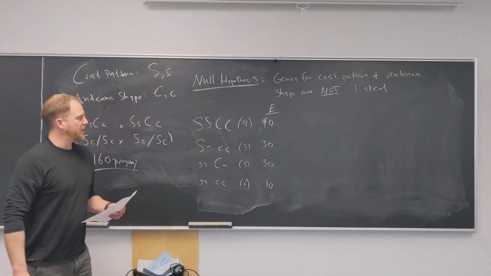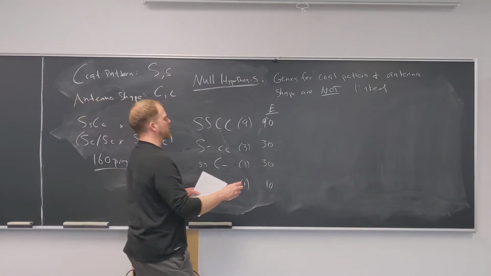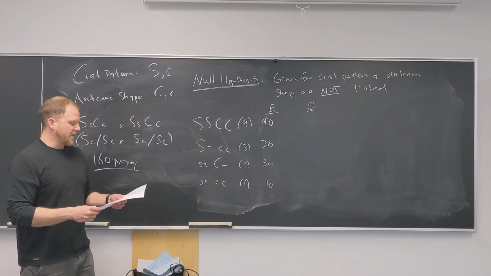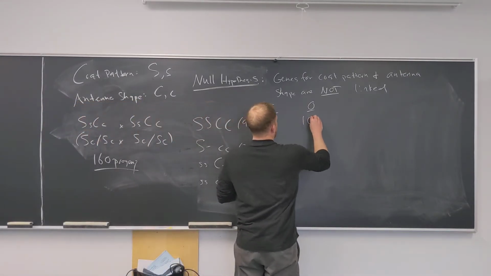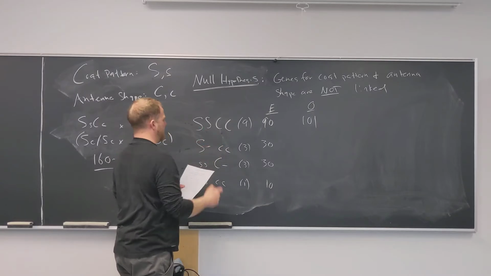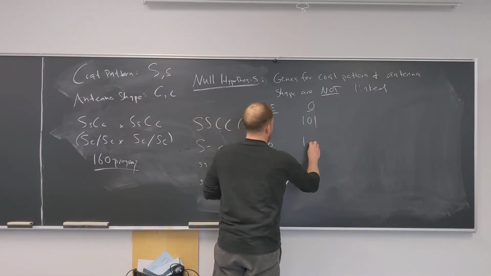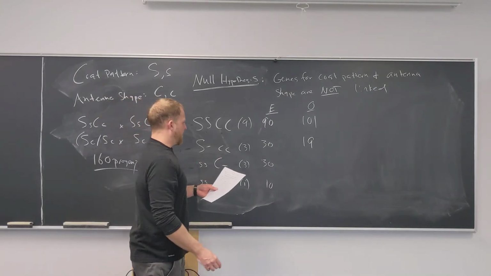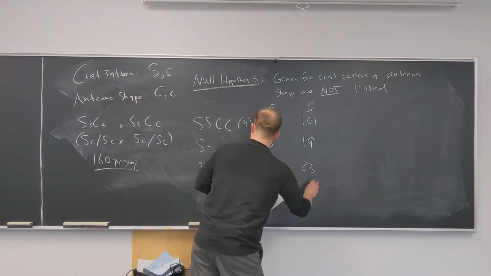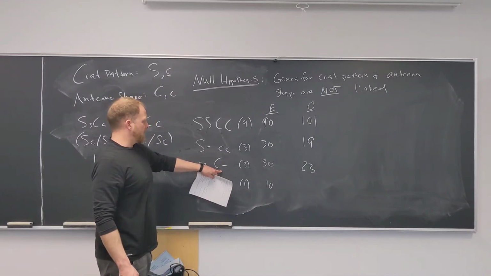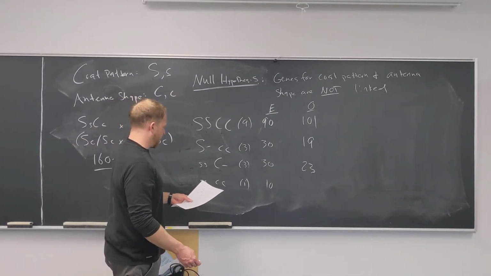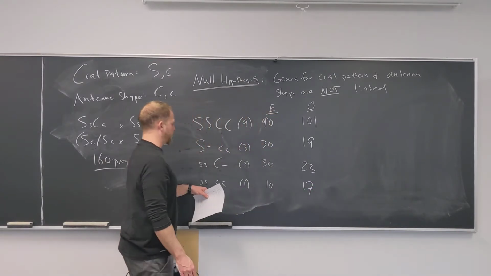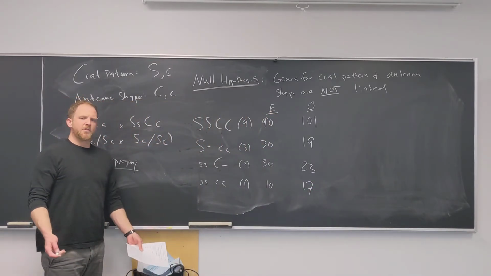I made the math pretty easy. Let's say we observe something different in this case. We're not going to use the same data set we did last week. So let's say we observed 101 that had both the dominant phenotypes. We observed 19 that had a striped coat but straight antenna. We observed 23 that were solid but had curved antenna, so that's the other dominant trait. And we observed 17 that showed both recessive phenotypes, so they were solid with straight antenna.